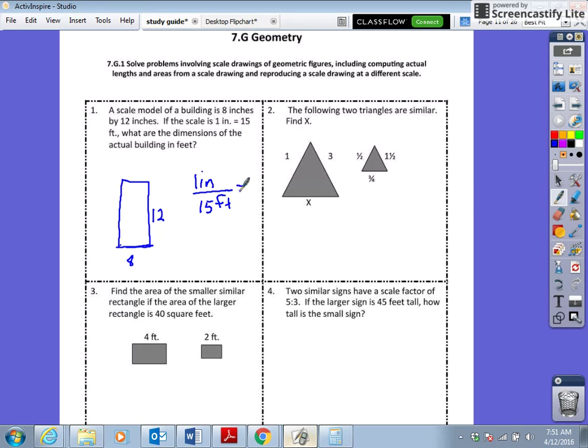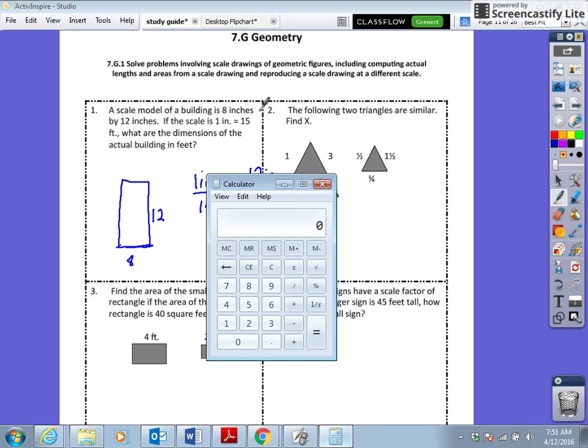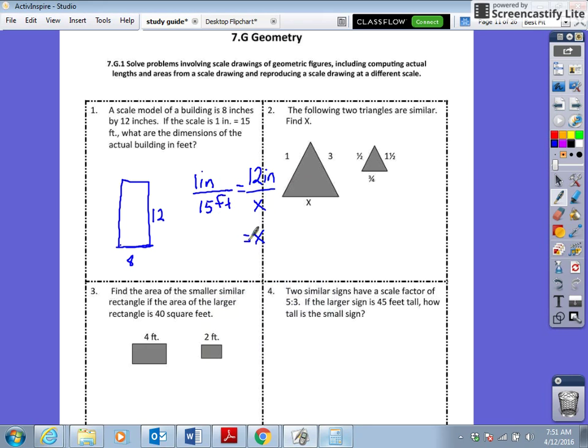So if the scale model is 12 inches tall, I don't know how many feet it is. So again, I'm going to cross multiply. Well, 1 times x is 1x, so that's nice and simple. So it's just x. And 12 times 15, I come to my calculator again. 12 times 15 equals 180. So this is 180 equals x. So in real life, this building is 180 feet tall.